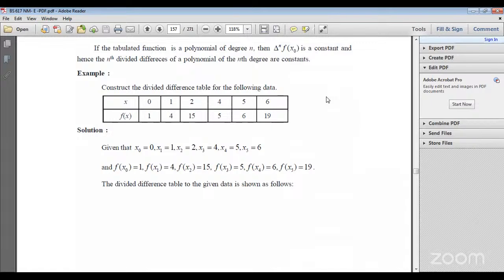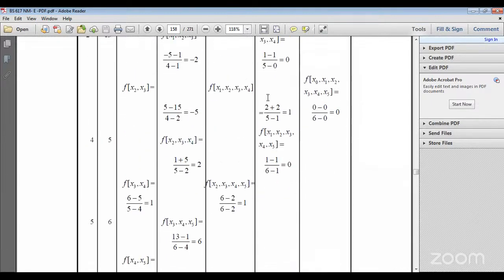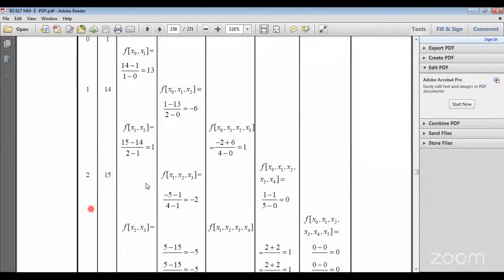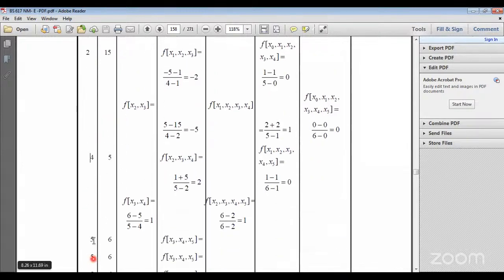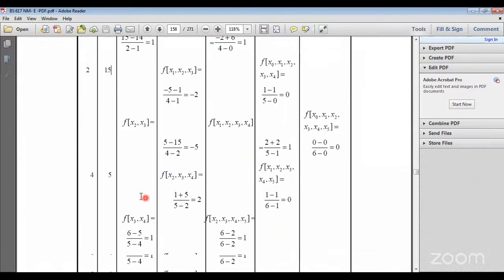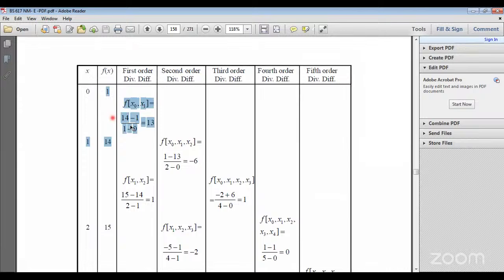The divided difference table for the given data is as follows. The x values are 0, 1, 2, 4, 5, and the f of x values are given here. This is 0, 1, 2, this is 4, this is 5. See here, I am taking 1, 14, 15 and giving the spotlight here, then 5, 6 and 19. So between these values, I am taking the difference of 14 and 1.